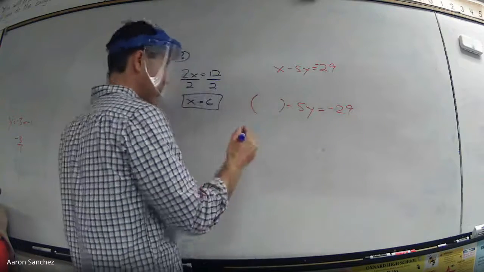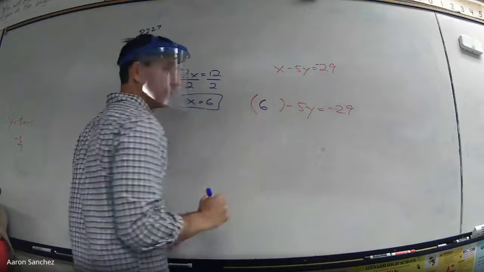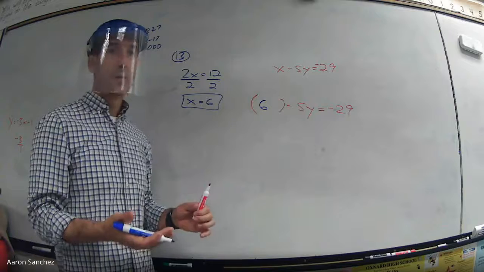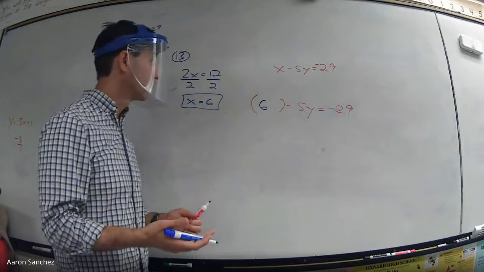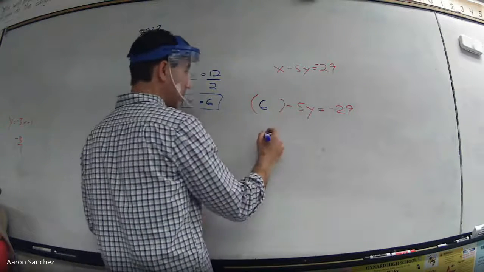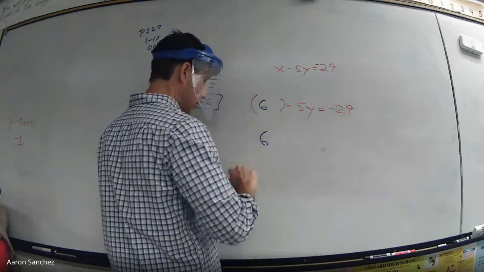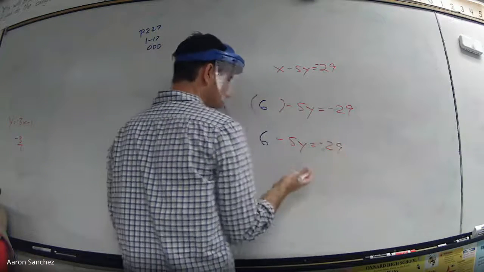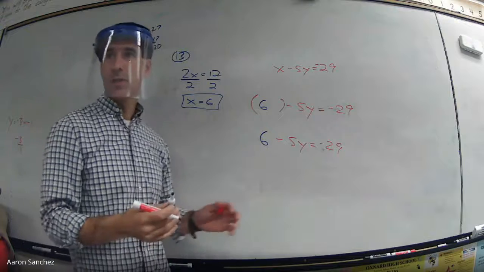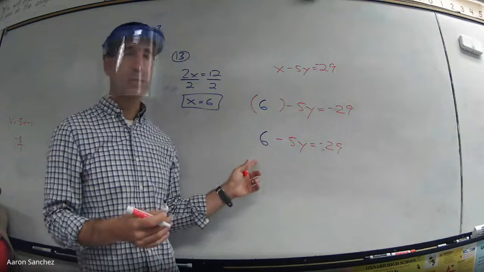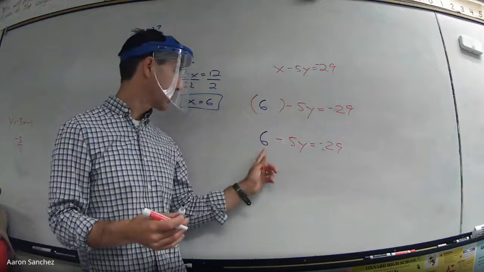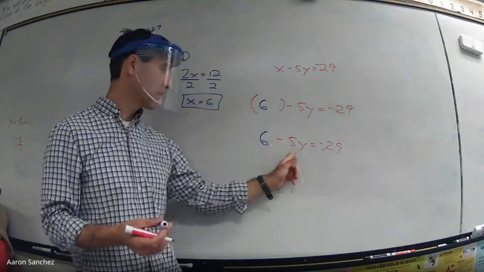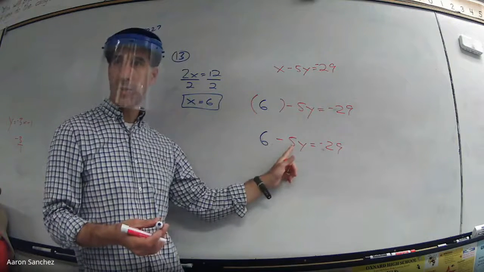So guess what we're going to solve for now? Now we solve for Y. Let me write it, we don't need the parentheses here. 6 minus 5y equals negative 29. Remember when we solve an equation, if I want to get y by itself, you get rid of the numbers that are furthest away. Get rid of the 6 and then the negative 5.